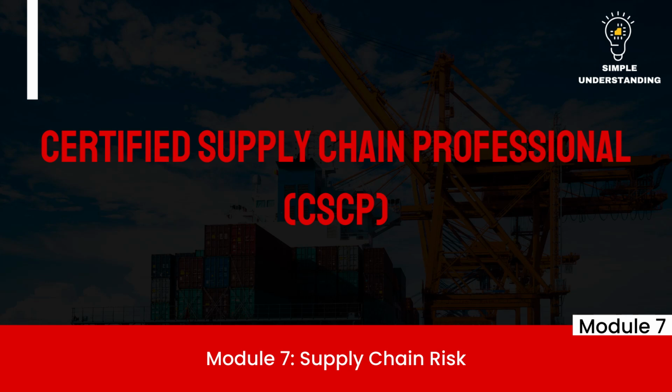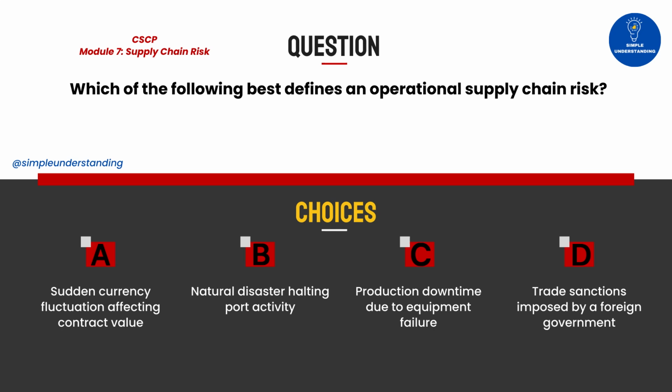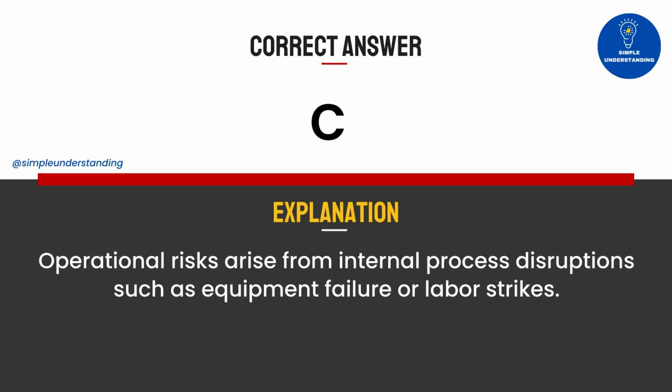Let's begin with Module 7, Supply Chain Risk. 1. Which of the following best defines an operational supply chain risk? A. Sudden currency fluctuation affecting contract value. B. Natural disaster halting port activity. C. Production downtime due to equipment failure. D. Trade sanctions imposed by a foreign government. Correct answer: C. Explanation: Operational risks are internal disruptions such as breakdowns, process failures, or quality issues.